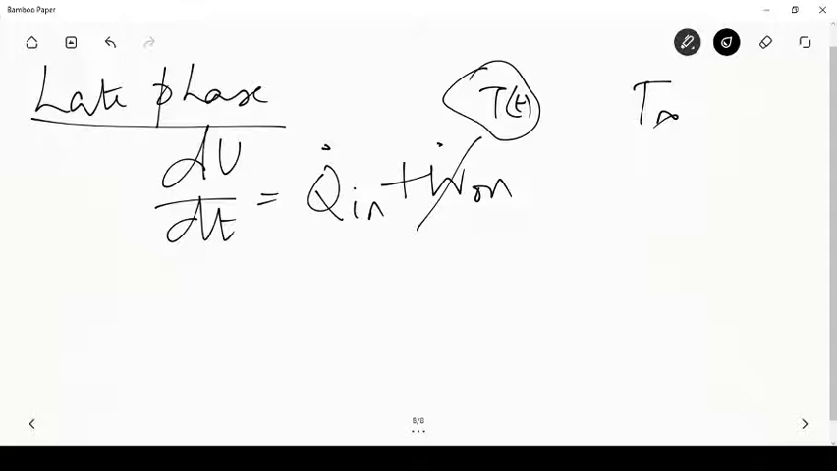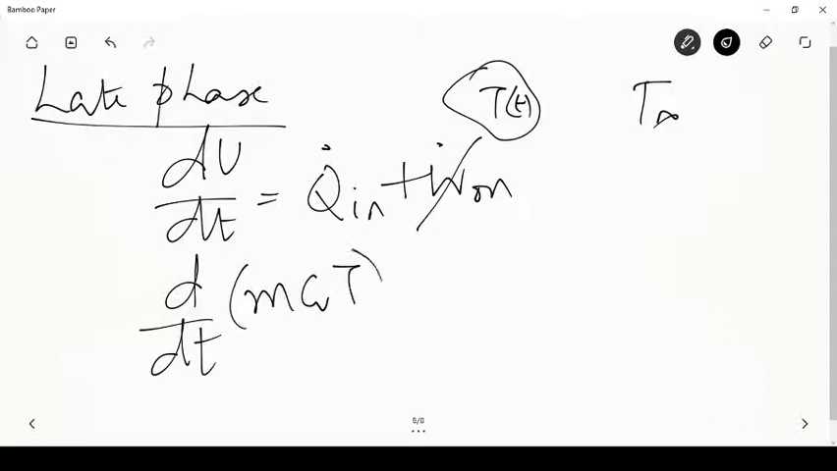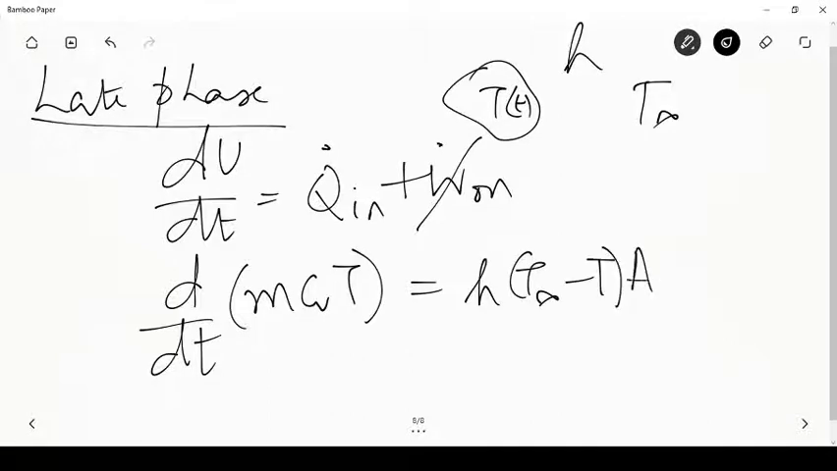And what is U here? It will be the mass of this object, the specific heat of this object, multiplied by the temperature of this object. So it will be d/dt of m c_v T of the object is equal to, what is Q dot in? If h is the heat transfer coefficient, then the heat flow into the system will be h into (T infinity minus T) multiplied by the surface area A_s of the object. So this is the energy balance for this object.